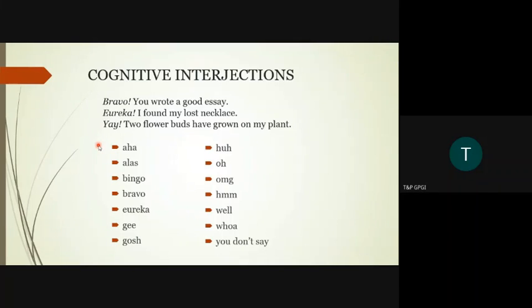So bravo, you wrote a good essay. And that's a good thing, if a teacher gives you that compliment. So bravo, you wrote a good essay. Or eureka, I found my lost necklace. It's a happy emotion. Or yay, two flower buds have finally grown on my plant. So I'm happy. So these are the cognitive interjections, and the list goes on.